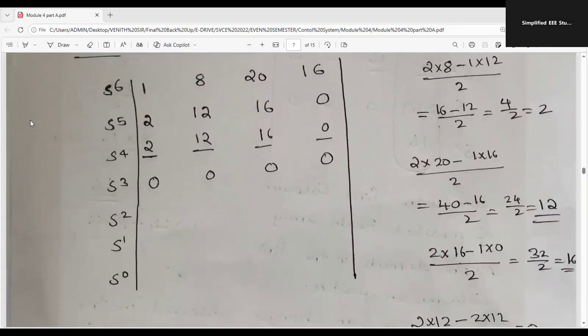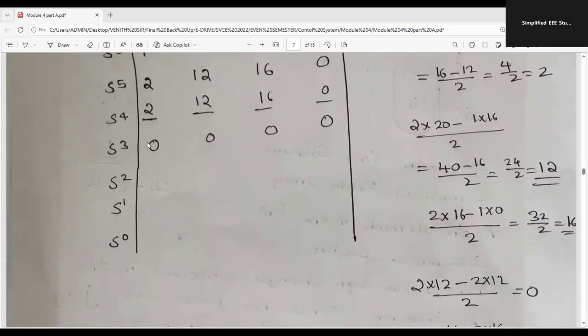Very simple. To get the value of 16, I need to remove this column. So now what you will do? 2 into 16 minus 1 into 0, divided by 2. So I am able to get the value of 16. The last element of the third row will be 0 because there is no further element in the Routh array. Therefore, this value will be 0 only. So there is no other problem, and I could update the third row without any issue.